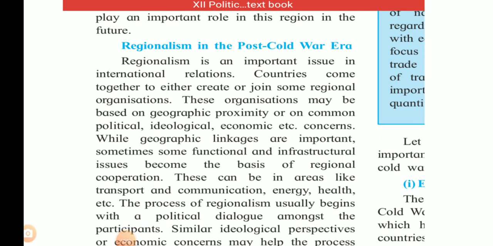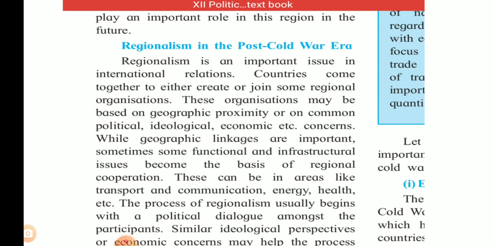While geographic linkages are important, sometimes some functional and infrastructural issues become the basis of regional cooperation.